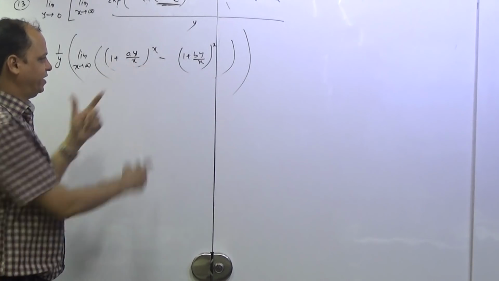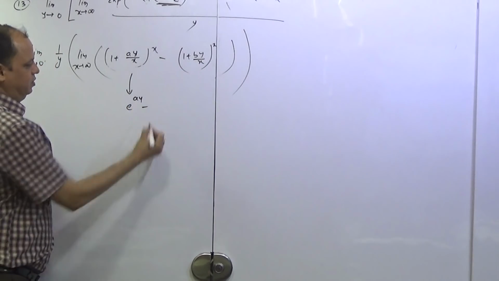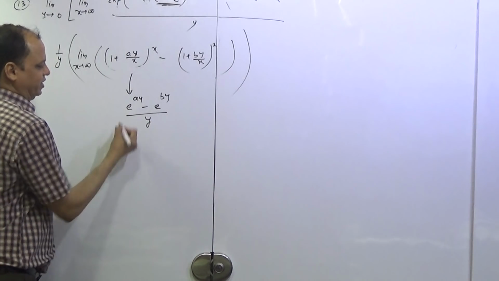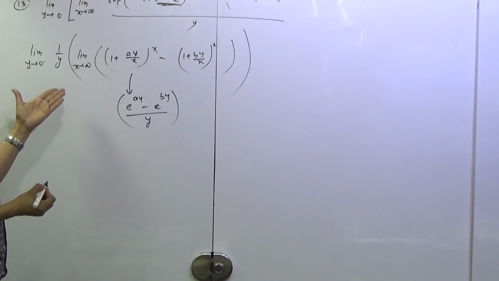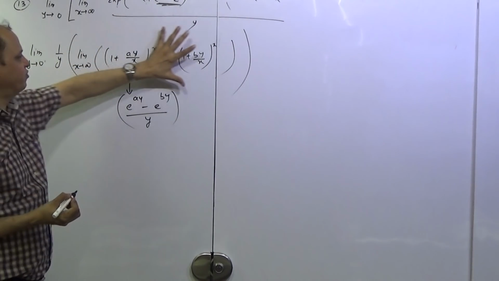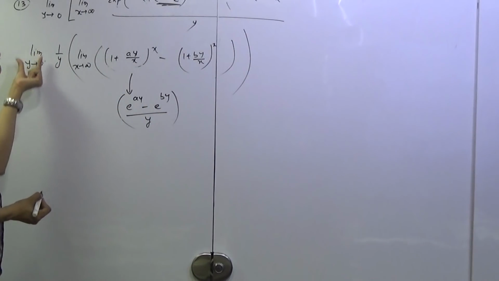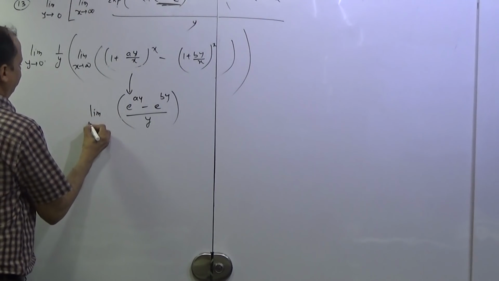Excellent. Can I write it directly? e raised to power a minus e raised to power b. And now this y is left over here and I can write it. Just don't think that I am using an intermediate limit. It's because of one reason: this function I have to solve as x extends to infinity, and whatever I get in terms of y, then I will take the limit y tending to 0. So here limit y tending to 0.